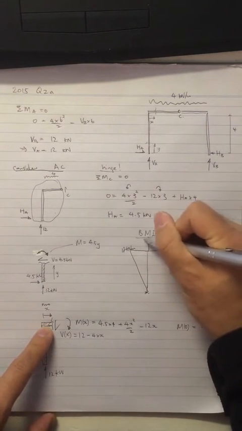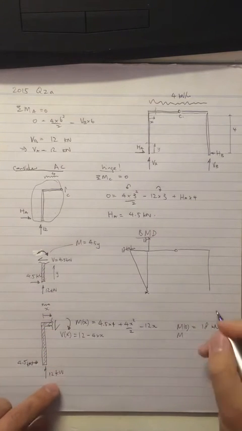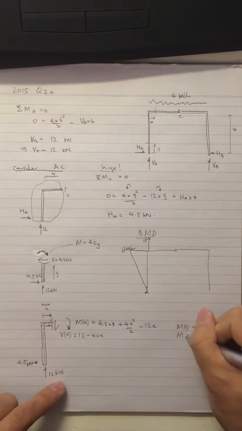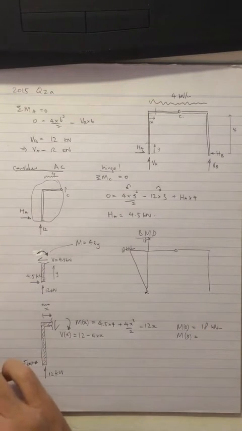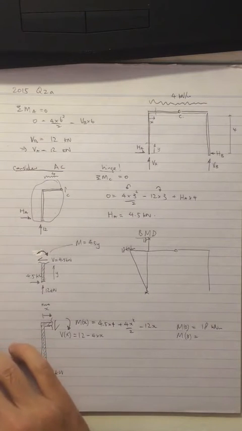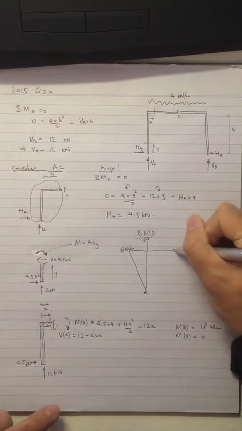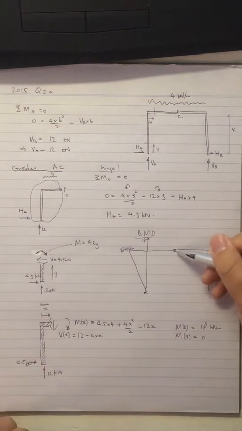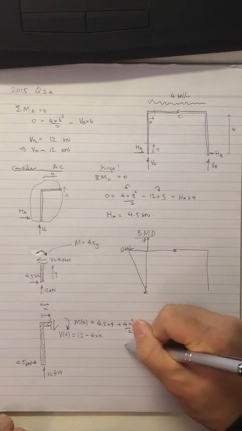there. And then if we substitute x equals 3 here, you get 4.5 times 4 plus 4 times 3 squared over 2 minus 12 times 3, which happens to be 0. So in other words, the bending moment goes to 0 at the hinge, as we expect. Probably a good time to draw the shear force diagram as well now.